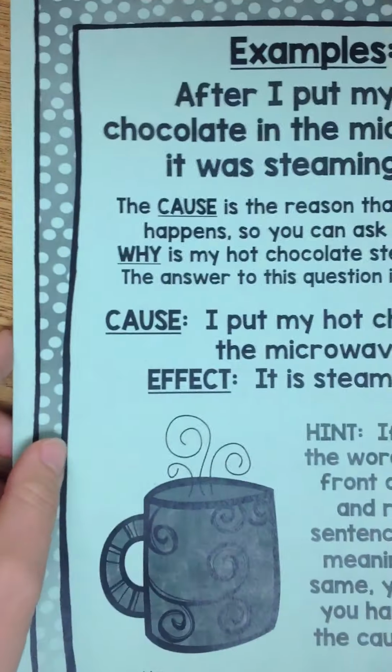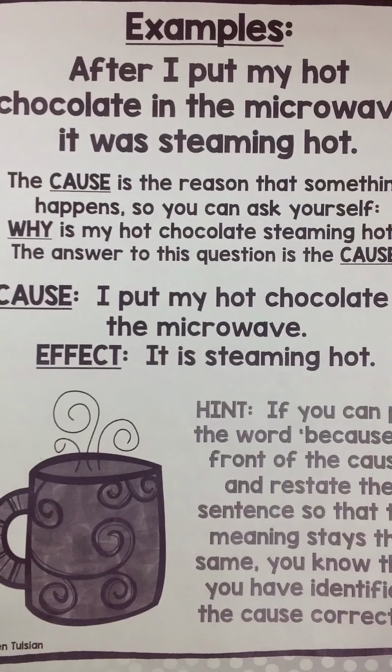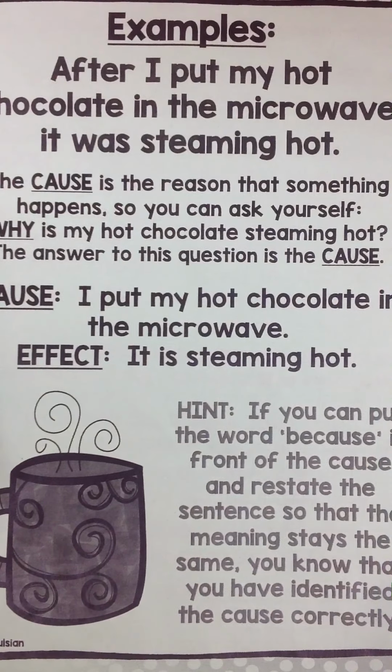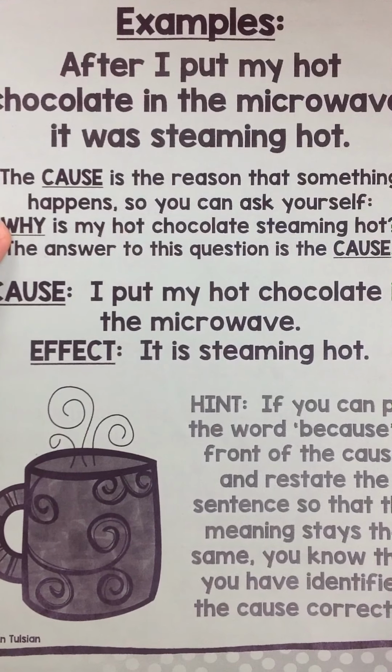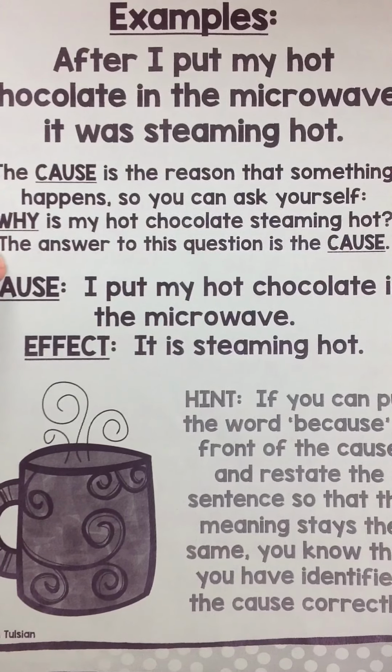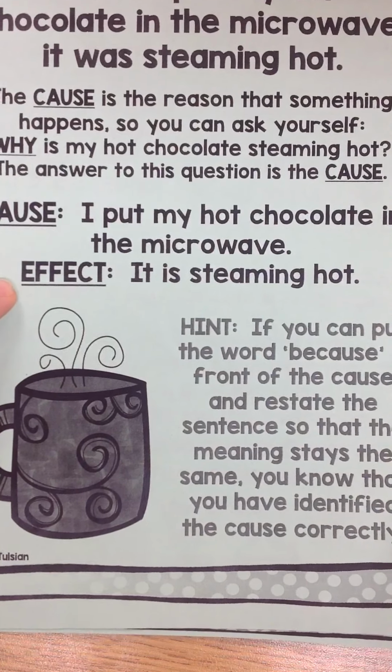All right, so here's an example. After I put my hot chocolate in the microwave, it was steaming hot. The cause is the reason that something happens. So you can ask yourself, why is my hot chocolate steaming hot? The answer to this question is the cause. So the cause is I put my hot chocolate in the microwave, and the effect is it is steaming hot.